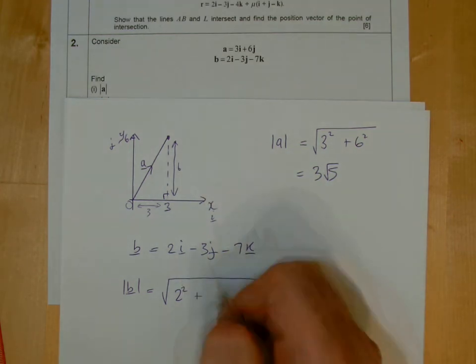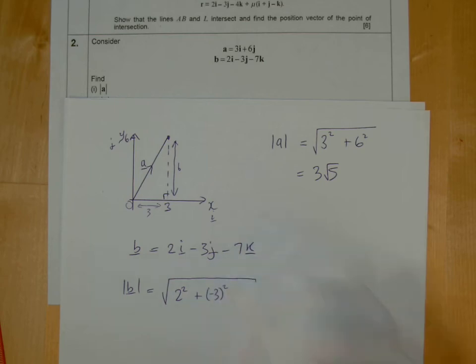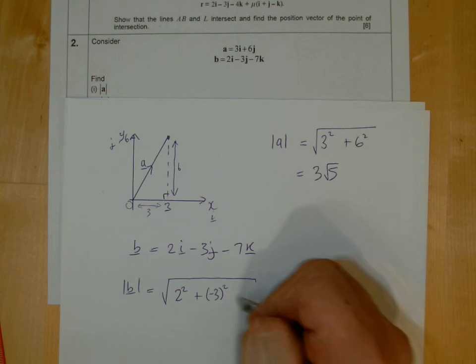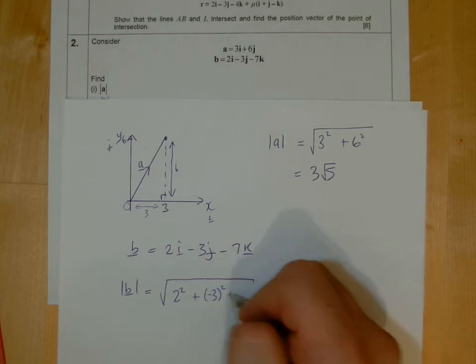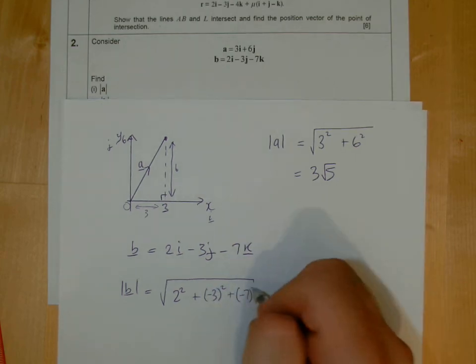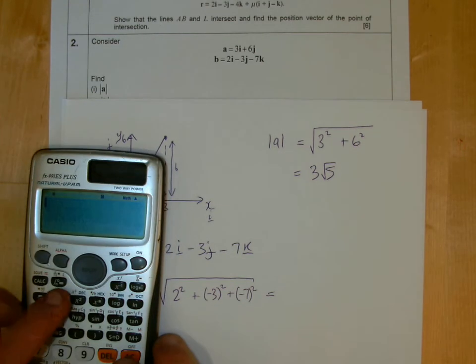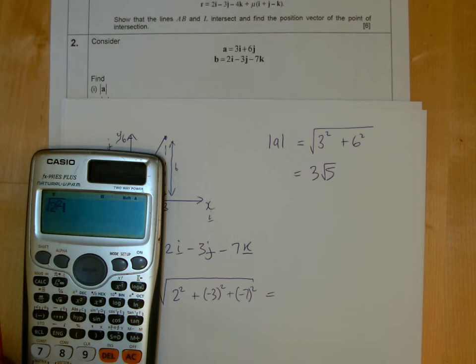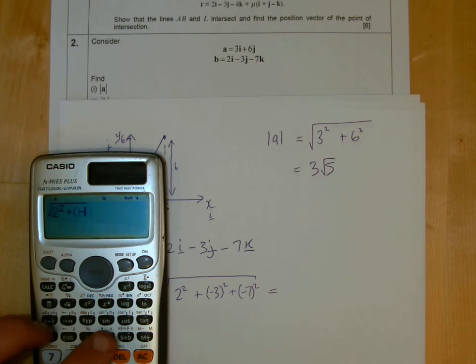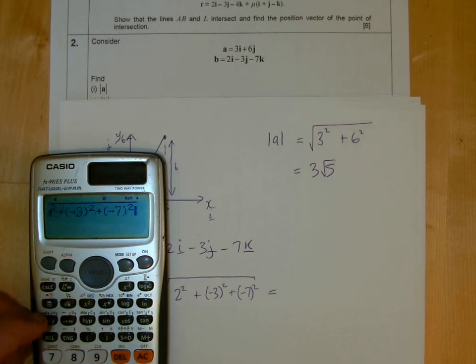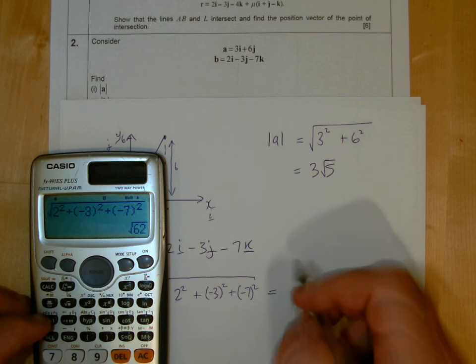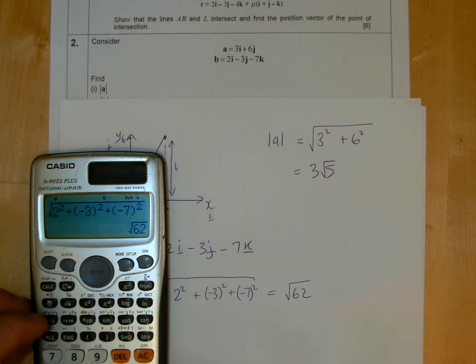Now I know it's a minus, but that minus will disappear when you square, won't it? So don't worry about the minus as such. Put it in a bracket though. And then we add minus 7 squared. So, get my calculator. 2 squared plus minus 3 squared plus minus 7 squared. So we get the answer out to be root 62. And that's the size of that vector.